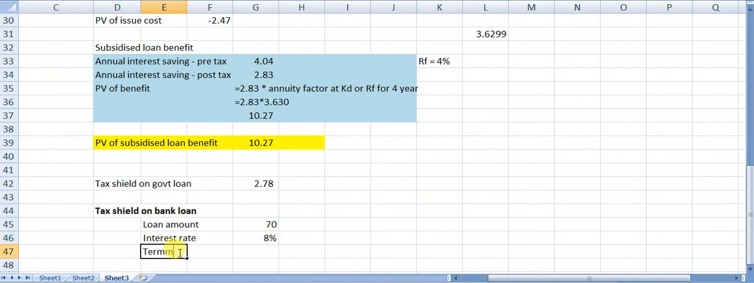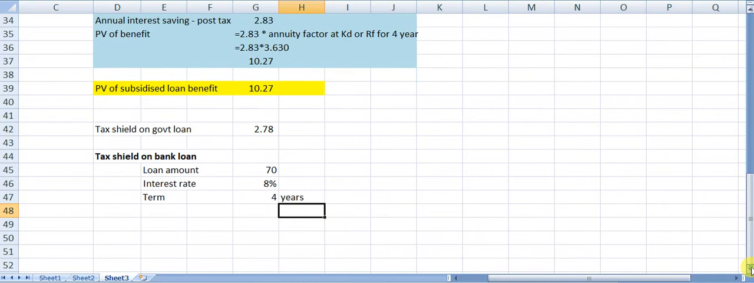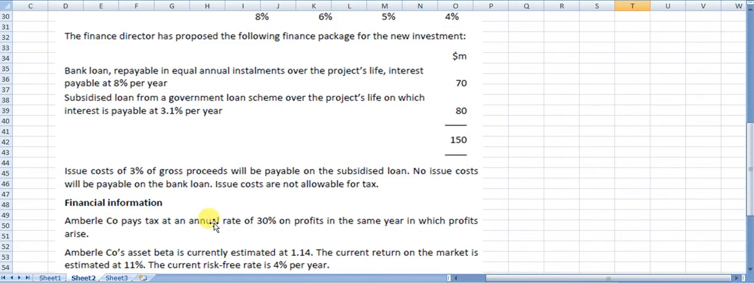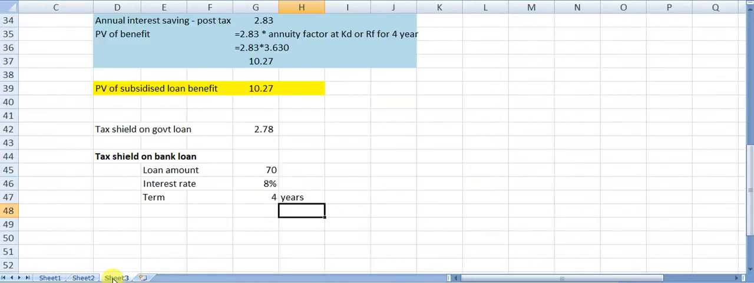Term. This is a kind of a theory I am giving you. Learn this first time. 4 years. And if they say it is paid in equal annual installments, did they say that? Go back and see. Yes. Repayable in equal annual installments over the project's life. Project's life means 4 years. So 4 years you are going to pay this equal.